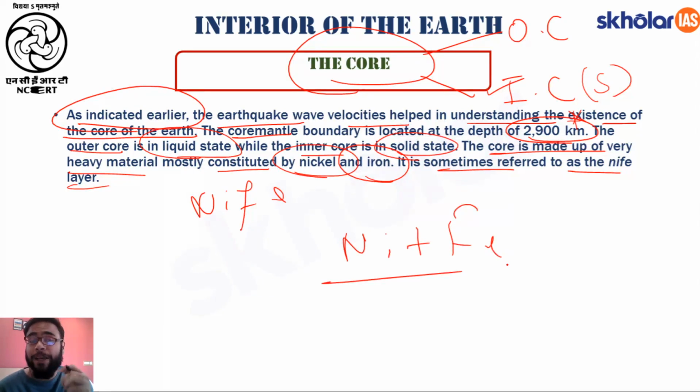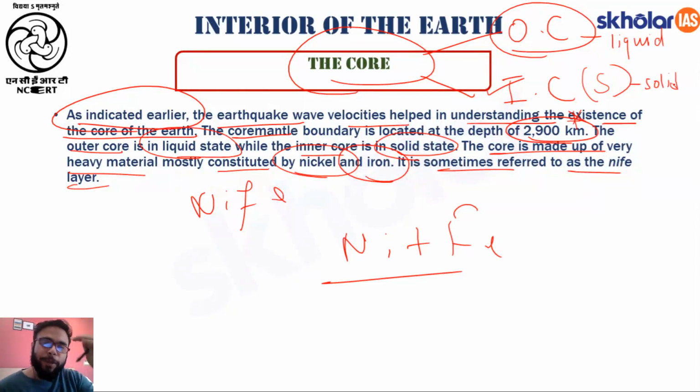Now you can ask me a question here: why is the outer core liquid in state and why is your inner core solid in state? Because as we move from the surface of the earth towards the interiors, what happens? Your temperature keeps on increasing. Then how is your inner core solid in nature? Because if your temperature is at its maximum at the inner core, it should have been in the liquid state, right? But the answer is no.